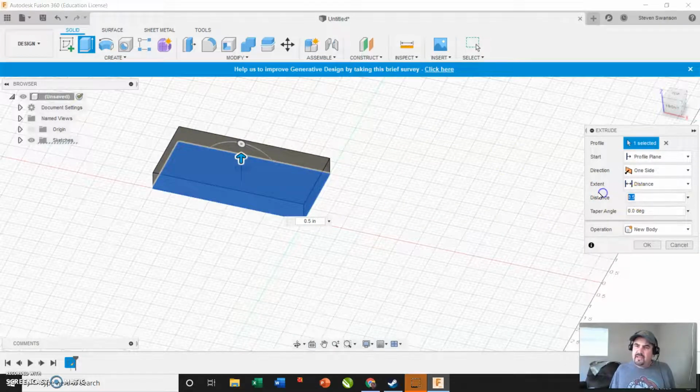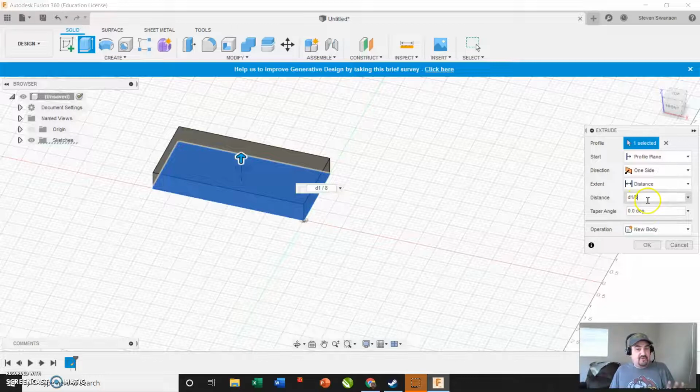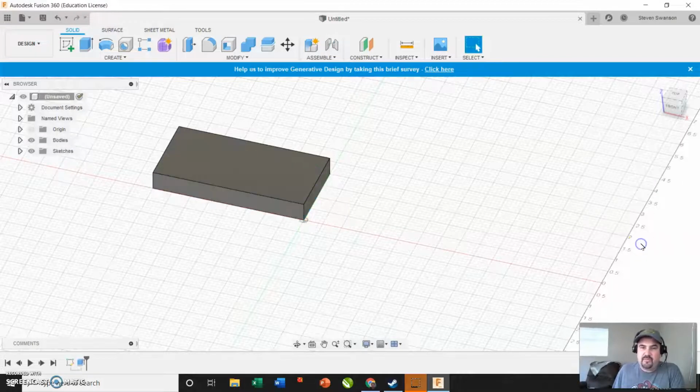But what if I always want this to be 1/8 of that dimension 1? So I could say D1, and I'm going to say divided by 8, which is half an inch right now, because remember it was 4 inches, and divide that by 8, that becomes half an inch. So there we go. Put OK. So I even parametrically constrained the extrusion.